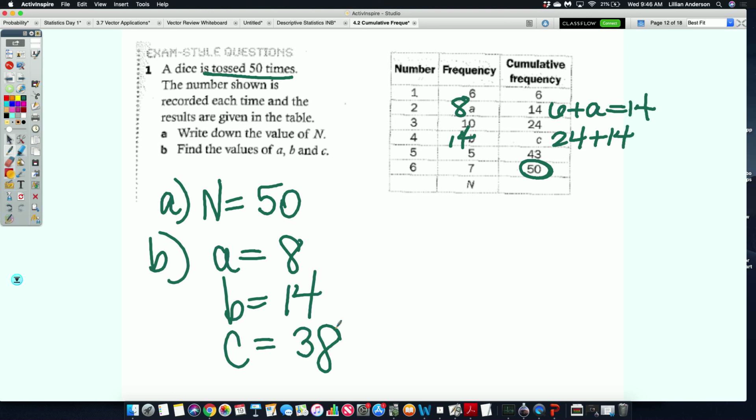On B, I kind of did it a little backwards. I found C by doing C plus Y equals 43, and then I used C with 38, so I did 24 plus B. And you still got 14? Yes. And that's fine. So how do you write B, you add up 6, 8, 10, 5, and 7, and then subtract it from 50. That's how we did it.